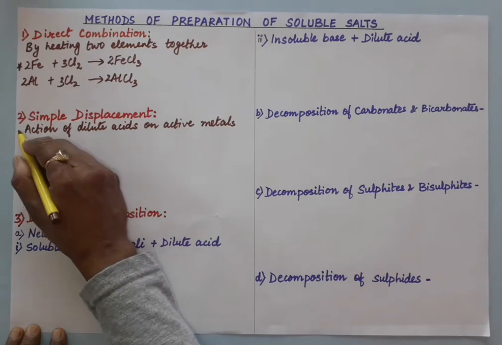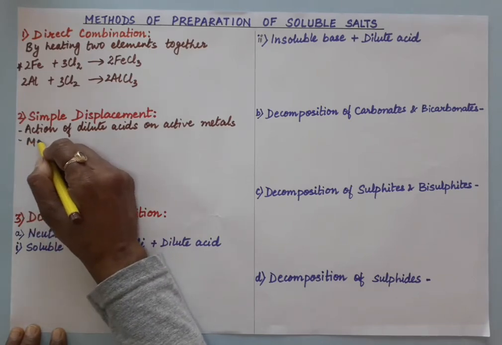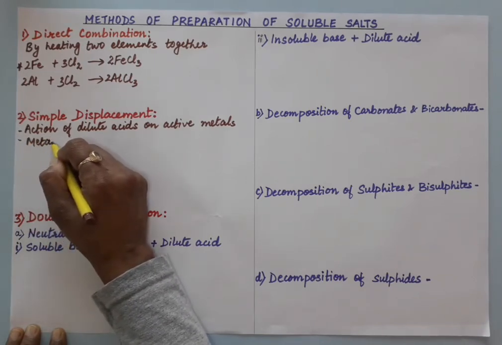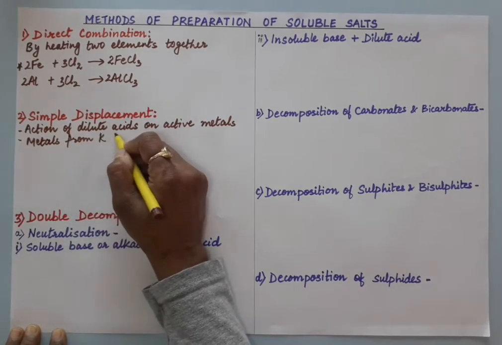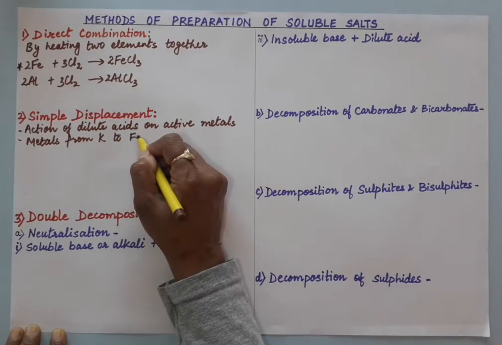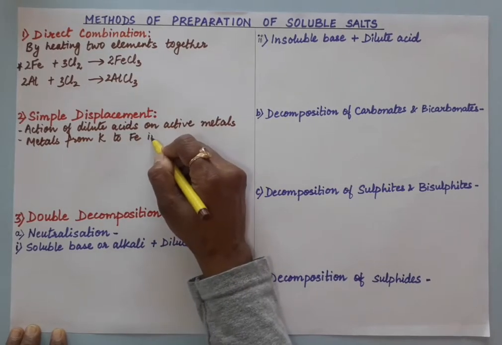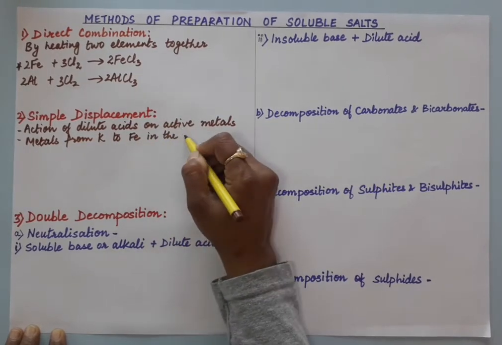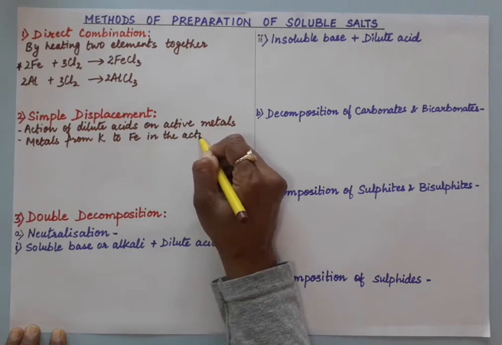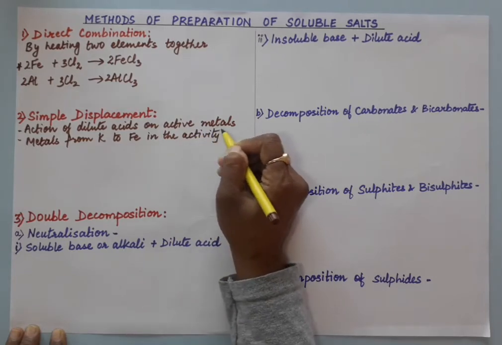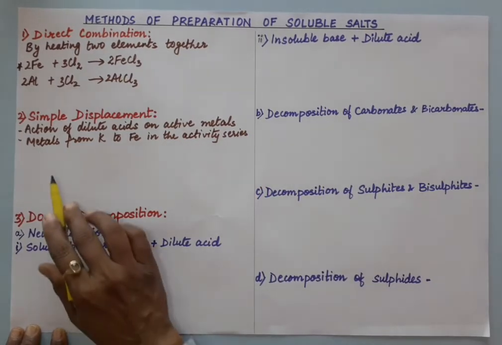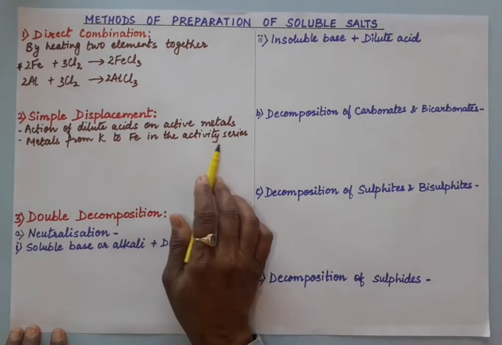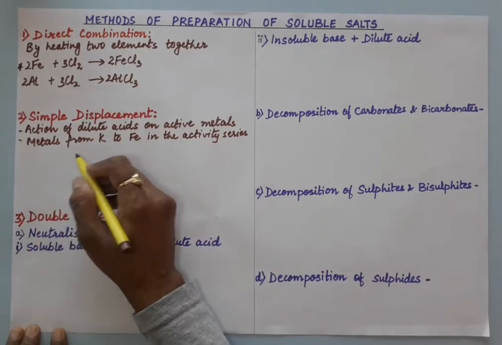And here we will have metals. Which metals can displace hydrogen? Metals from potassium to iron only will displace hydrogen from dilute acid. So it is from the activity series. Metals from potassium to Fe in the activity series will only react with dilute acid.